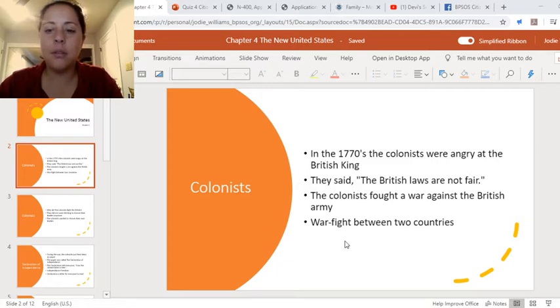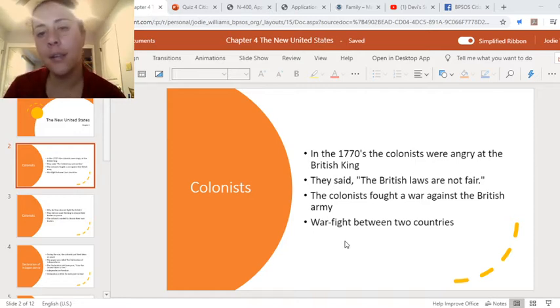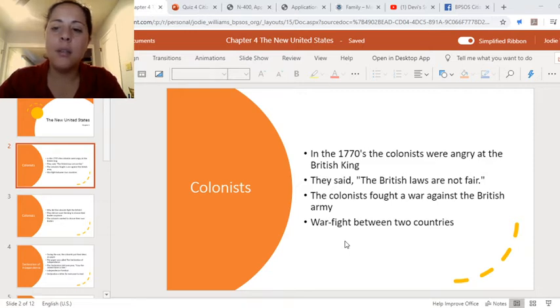Later on, we will learn about civil war, fight inside country, okay? Fight between people inside of the country. But now we are talking about war, fight between two countries, okay? Why did the colonists want to be free from the British, okay? Why did the colonists want to be free from the British? You can comment below and write your answer, okay? Comment with your answer below.